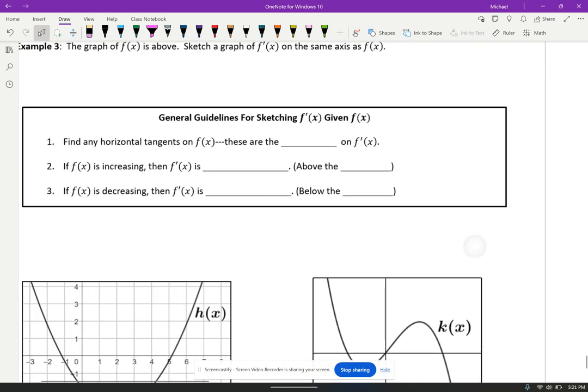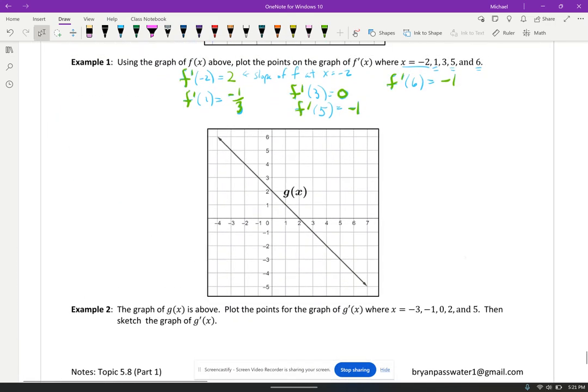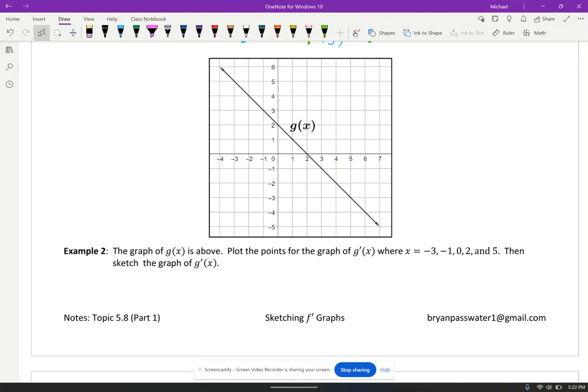Can we try that again? So let's try that again with example 2, and then we'll pause here. This is the original graph of g of x. Plot the points on the graph of g prime where x equals negative 3, x equals negative 1, 0, 2, and 5. So I'm going to create a table this time to maybe organize my information a little bit better. So they're asking me at x equals negative 3, negative 1, 0, 2, and 5. And I'm actually going to create a g column, but then I'm going to create a g prime column. And I'm doing them different colors so that you can see the different things I'm looking at.